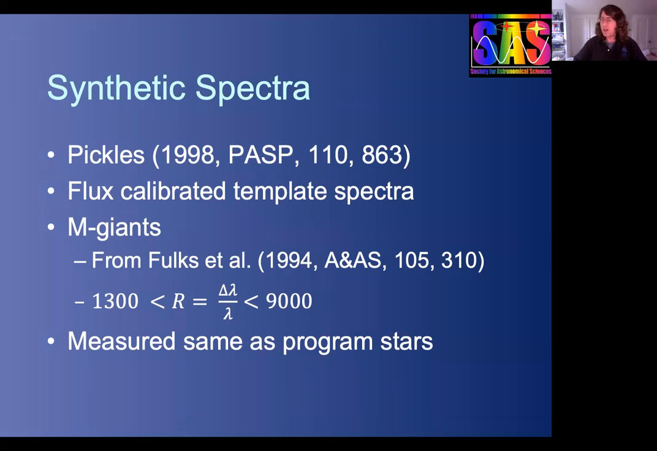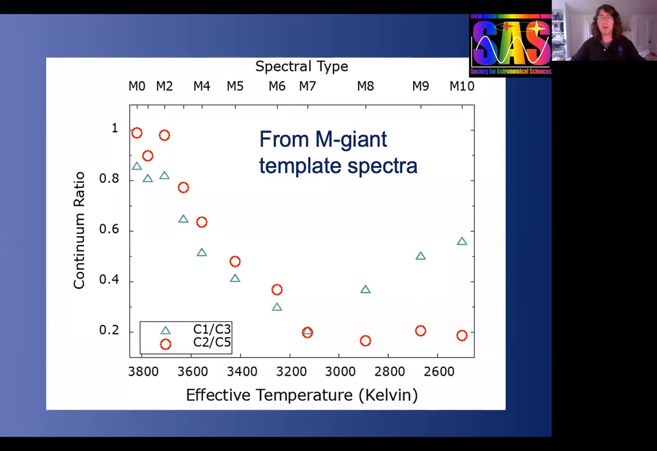Now, the two pseudo-continuum point ratios that showed the most promise with the Pickles template spectra were the C1 to C3 and C2 to C5 ratios. We predicted that the C2 to C5 ratio, shown here in red, should work as cool as spectral class M7 or M8. Notice that after M8, it becomes pretty flat. That's better, though, than the wing AB ratio, which is only going to work for stars that are hotter than M6. Now, note also that the C1 to C3 ratio shown in blue continues to vary in spectral types as cool as M10.